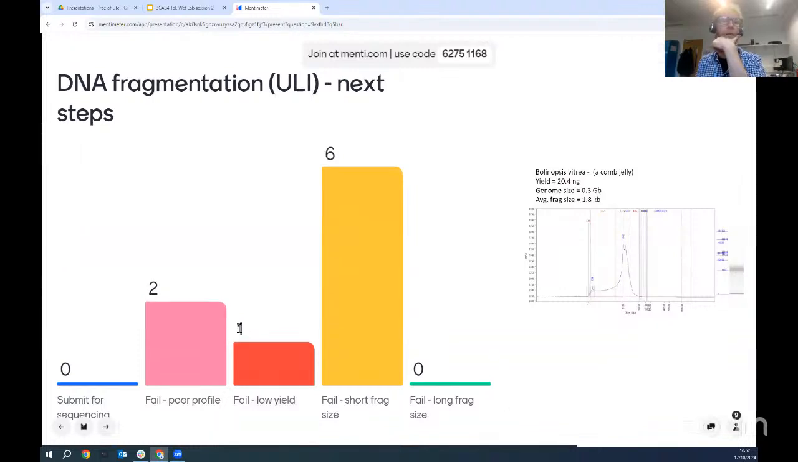Yeah, so everyone's responded as a fail, and that is correct. As a technicality, fail low yield for ULI, this yield is fine. So that wouldn't be the decision why we would fail it. Something that sits at 20 and above is fine for ultra low input. So if the profile was great, then we would submit that for sequencing.